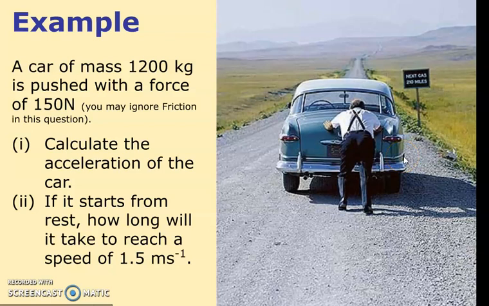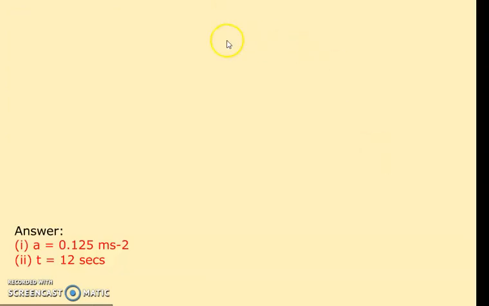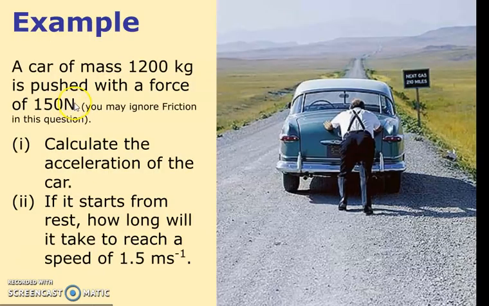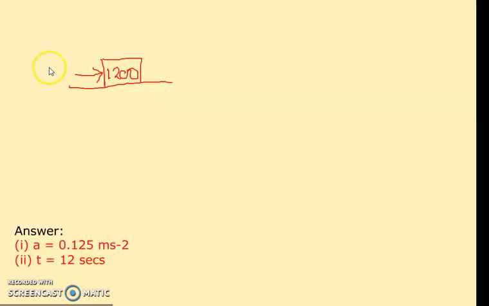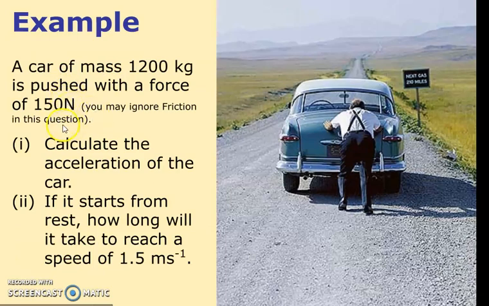This says a car of mass 1200 kilograms is pushed with a force of 150 newtons. Calculate the acceleration. So almost identical to this. There's the answer again at the bottom, so we'll just make sure we can get that. So a car of mass 1200, there you go, is pushed. So I'm going to have the force coming into here, but other than where I've drawn the arrow, to be honest, it makes no difference at all. 150 Newton force. I think I just very quickly read it said you can ignore friction in this question.